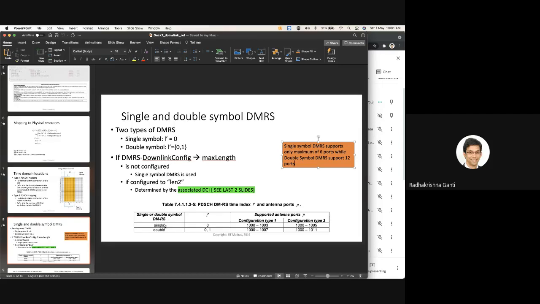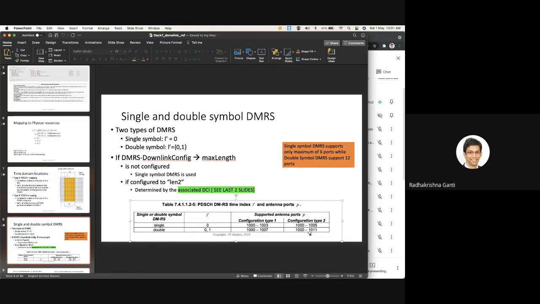This table in 38.211 says, if you are using single symbol DMRS, the port numbers go from, see, it's configuration type 1 or configuration type 2. Type 1 and type 2 we saw just now. What is type 1? Type 1 is density half, type 2 is density 1/3. So type 1 can support only 4 ports, type 2 can support 6 ports. The reason they did that was because type 2 is 1/3 density, so the overhead is less, so they try to support more ports with that. On the other hand, if you use double symbol DMRS, with type 1 itself you can support 8 ports, and with type 2 you can support 12 ports.